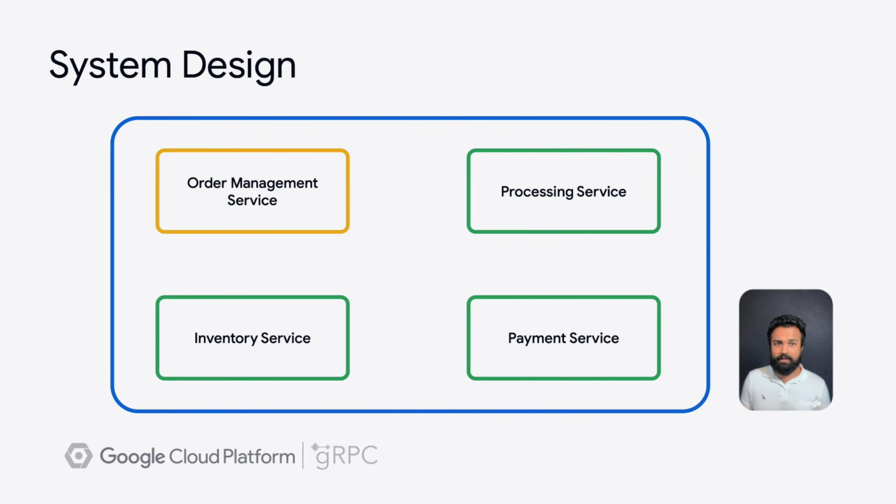The order management service is the user-facing component and will support an API to order a pizza and to track the status of an order. The inventory service checks if an order can be satisfied based on the current stock. The payment service helps process user payments. The processing service manages the life cycle of an order.